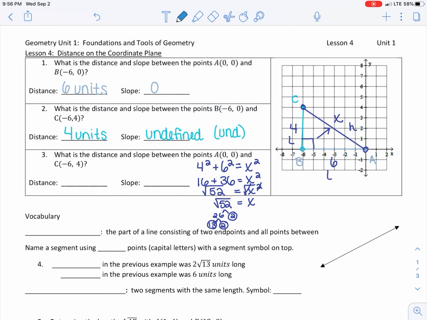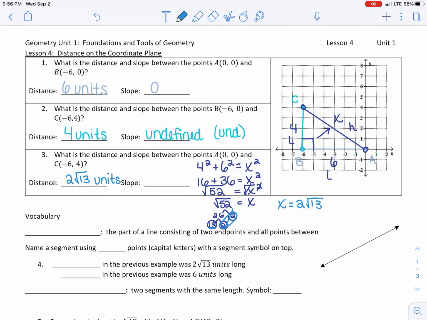Now let's go ahead and find our pairs. We have a pair of 2s here, and we have a loner 13 here. So I can say that x is equal to, I'm going to pull one of those 2s out from my pair. And then that 13 is a loner, so it stays underneath the radical. So my distance between A and C is going to be 2 root 13 units.